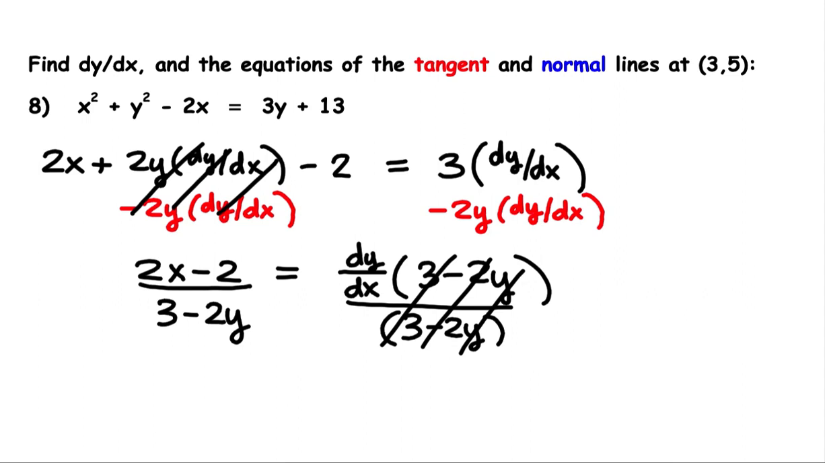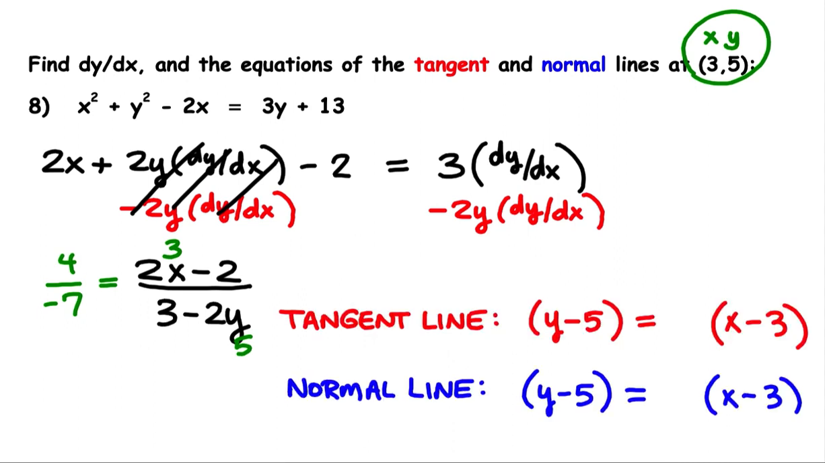Let's get the point (3, 5) plugged into it. Keep in mind that x's are 3's, the y's would be 5's. That's going to make 6 minus 2, that's 4. And 3 minus 10 is negative 7. So the slope of the tangent line will be negative 4/7. The slope of the normal line will be positive 7/4. We're at the point (3, 5), so our equations are ready.